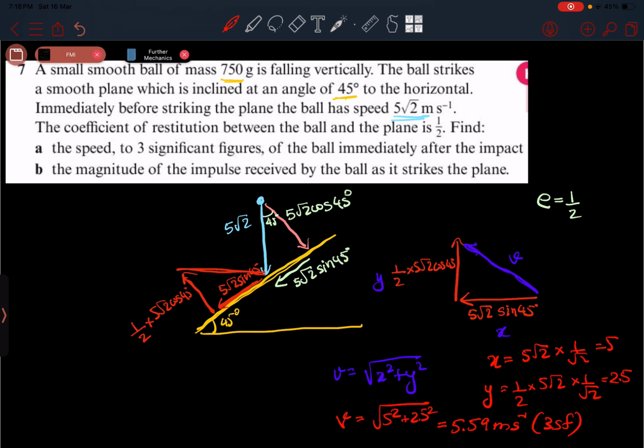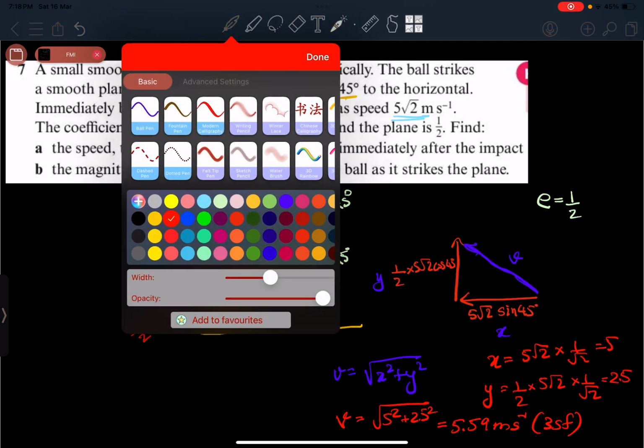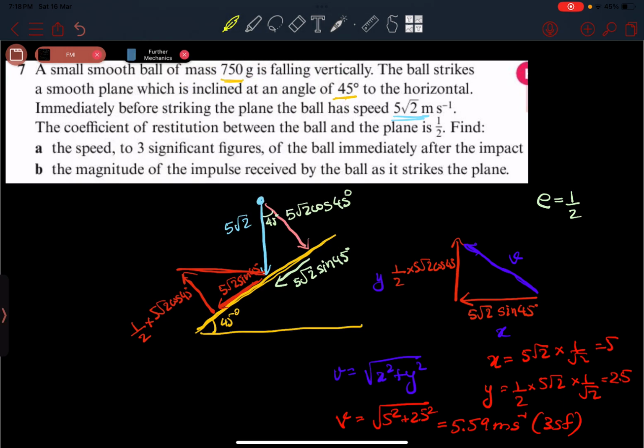So that's part A. Now for part B of the question, it says we have to find the magnitude of the impulse received by the ball. So impulse always is received or applied perpendicularly to a surface or to an object. It is very tempting to think of this as, if we remember impulse from earlier chapters, we know I is equal to m times v minus u.